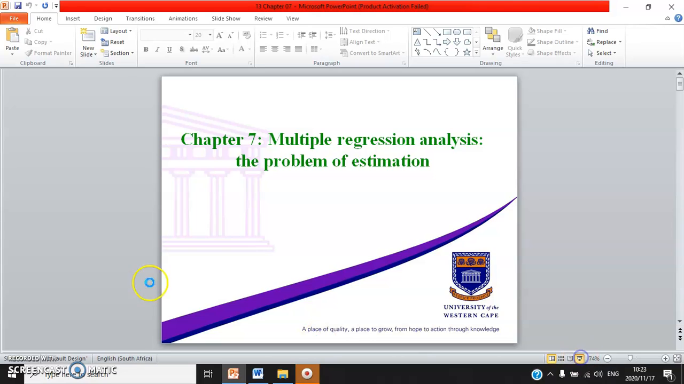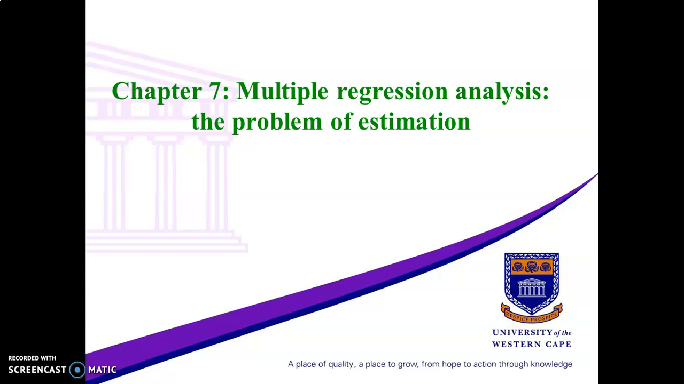Okay, ECO311. Now we move on to chapter 7. So we officially begin with multivariate regression analysis, meaning the regression contains at least two explanatory variables.